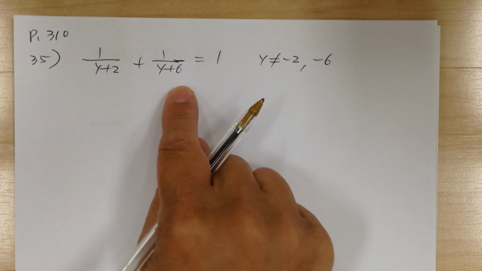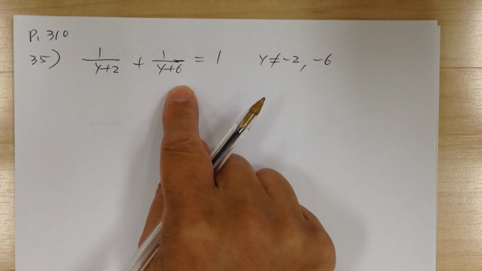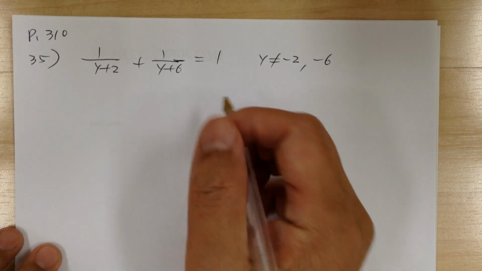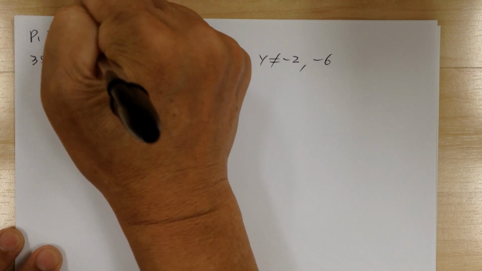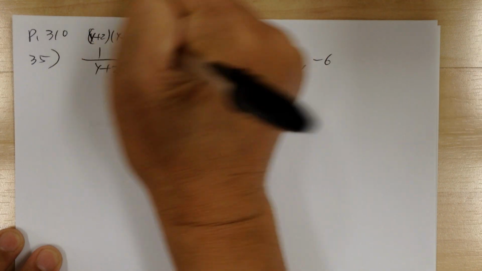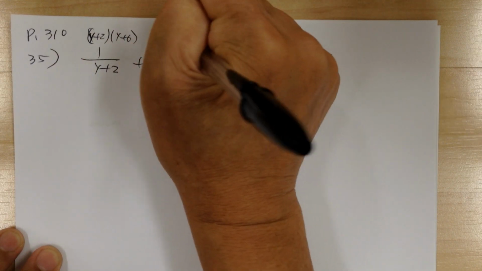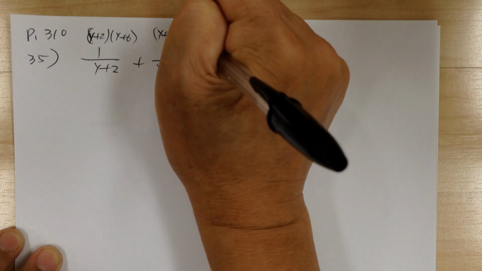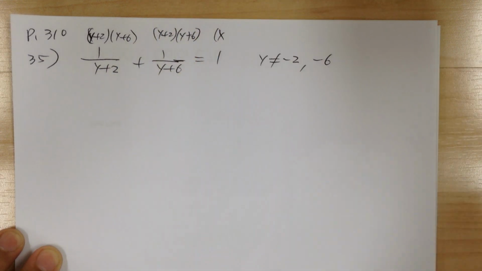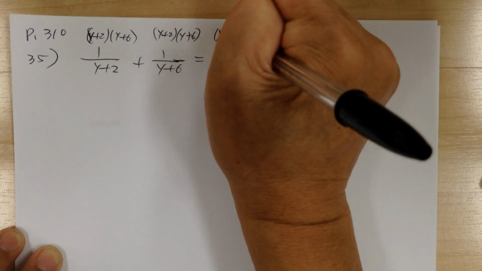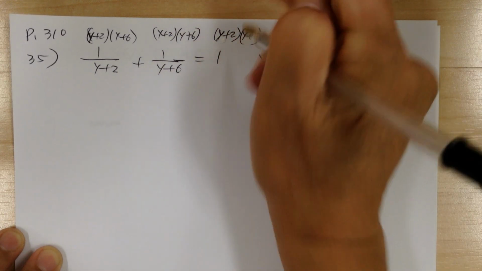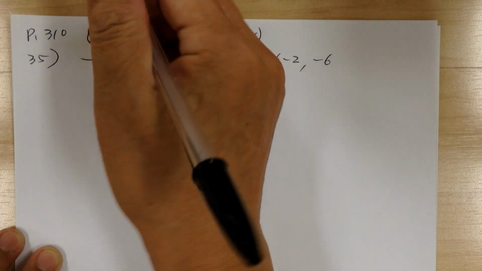Again, you have fractions, so you want to get rid of them. So multiply by the LCD, so multiply by y plus 2, y plus 6. Again, write it down so you can see what's cancelled and what is left over. Again, this is to cut down on careless mistakes.